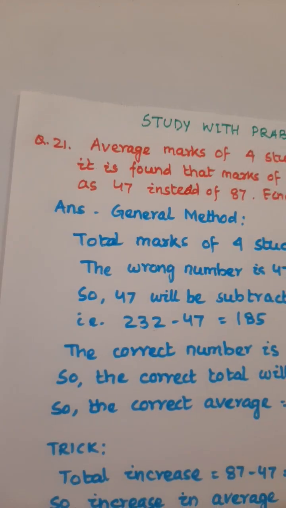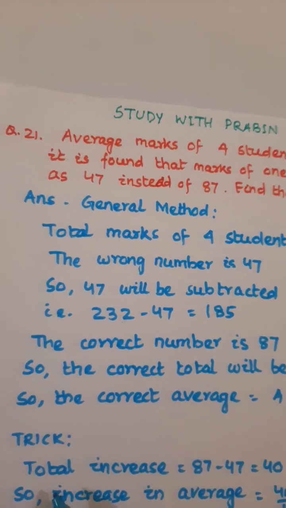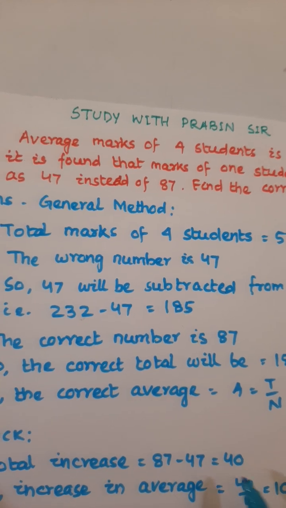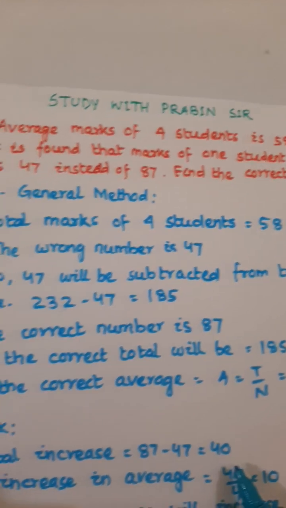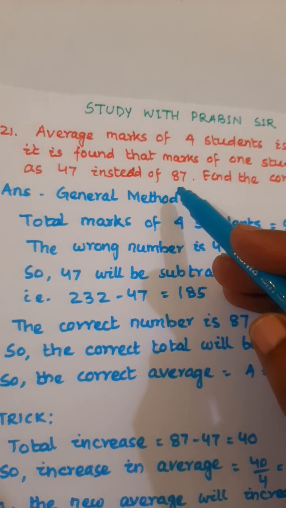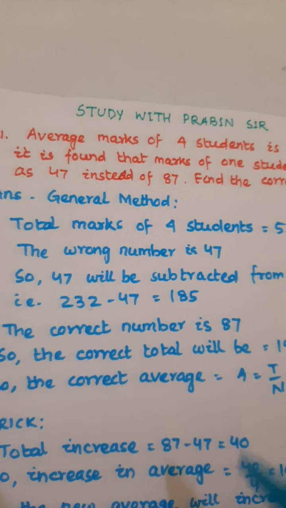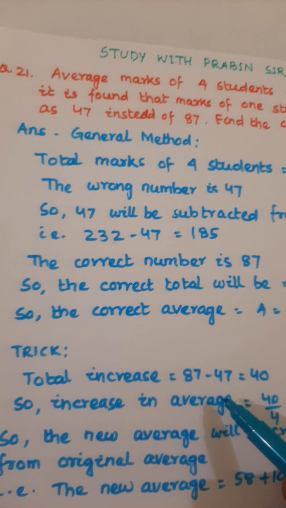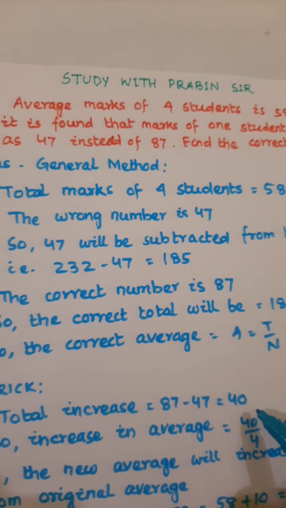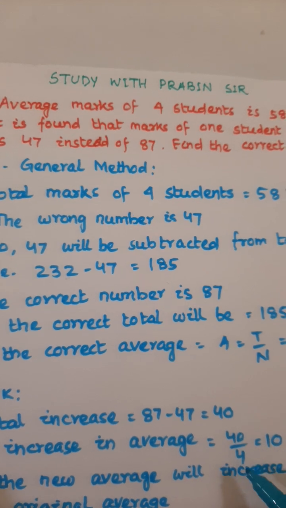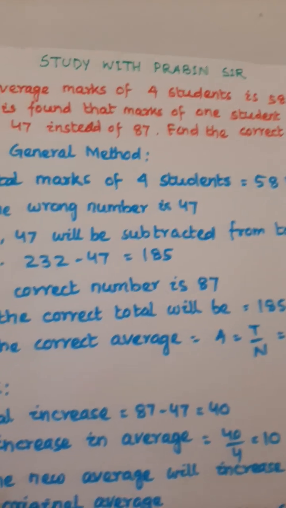Now the trick. Now look, the total increase is 87 minus 47, which is equal to 40, because here the wrong number is 47 and the correct number is 87. So the total increase will be 87 minus 47, that is equal to 40. So the increase in average will be 40 divided by 4, that is equal to 10.